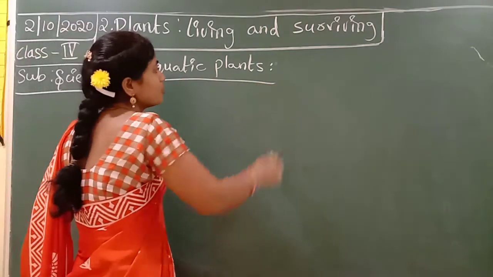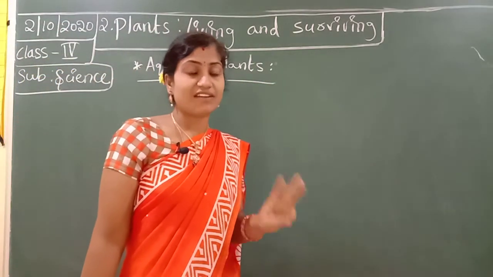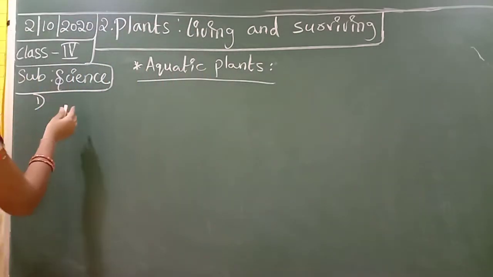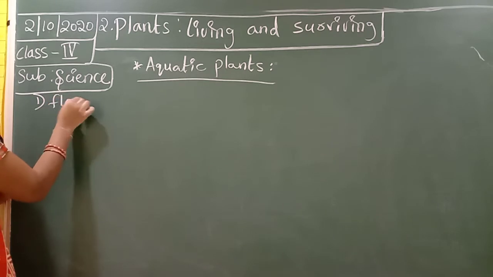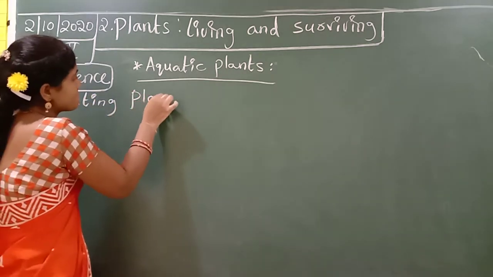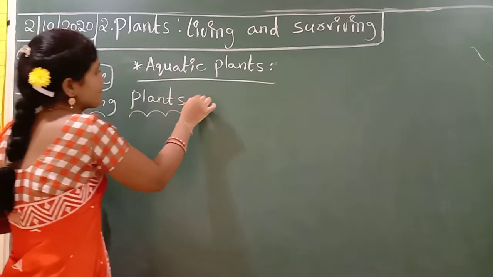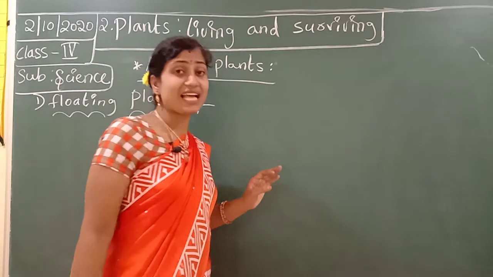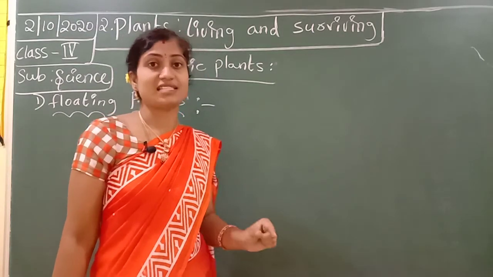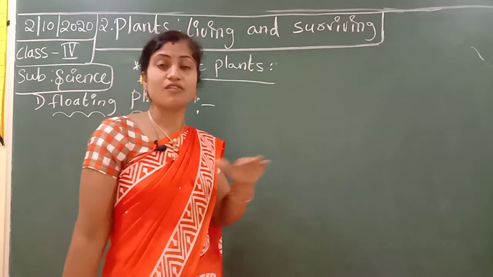Okay children. There are three types of aquatic plants in our textbook. The first one is floating plants. These plants are very light and very small in size, so they can easily float on the water.